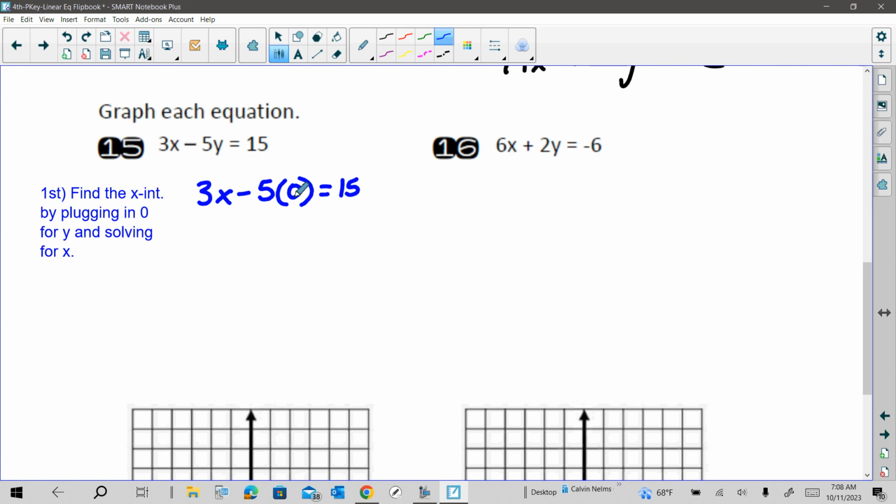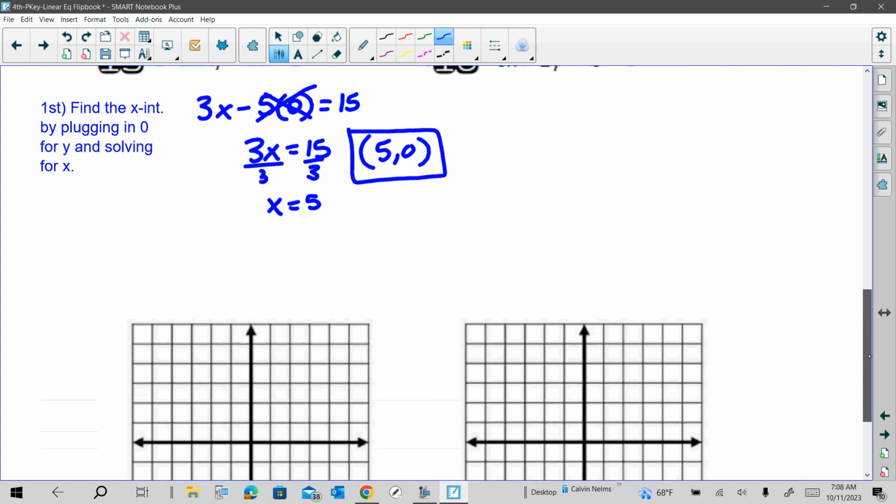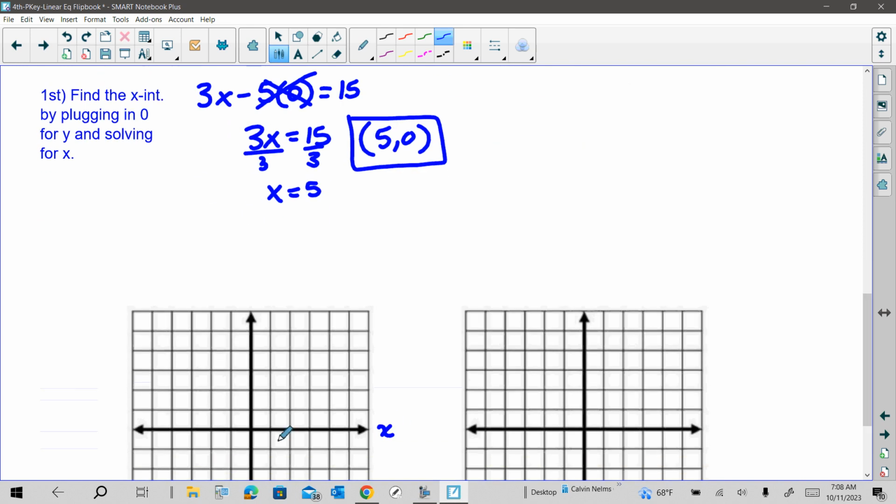Well, anytime we plug in 0 and multiply anything by 0, it is 0. So this is gone. So you're left with 3x equals 15, and we're just going to divide by 3 on both sides. Our x-intercept, x equals 5. So the x-intercept is the point 5, comma 0. We're going to graph that point on the x-axis here. 1, 2, 3, 4, 5. Plot that point to help get to my line.